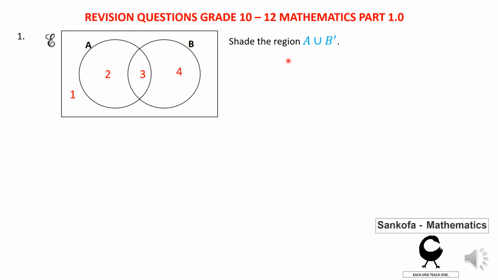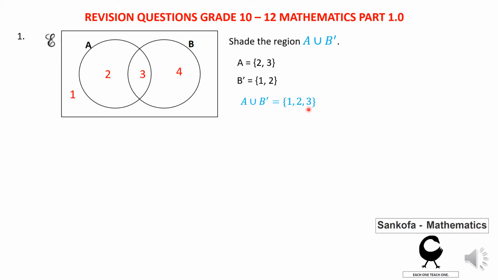So I'm going to list all the elements of set A. Set A is only 2 and 3. And I'm going to list now all the elements that are not in set B. So things not in set B are 1 and 2. Now the union of that is everything here combined. So you do not write the 2 twice. So it's 1, 2, 3.